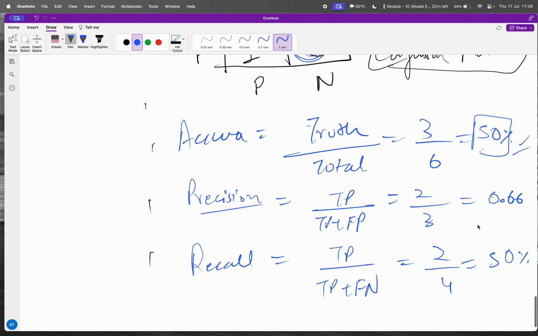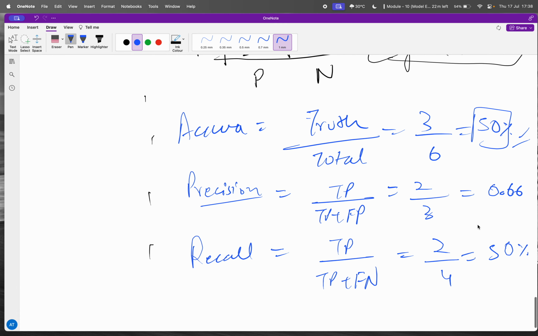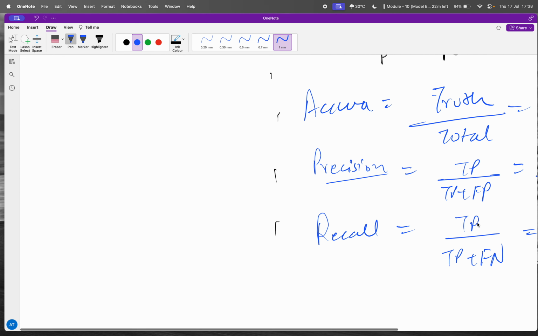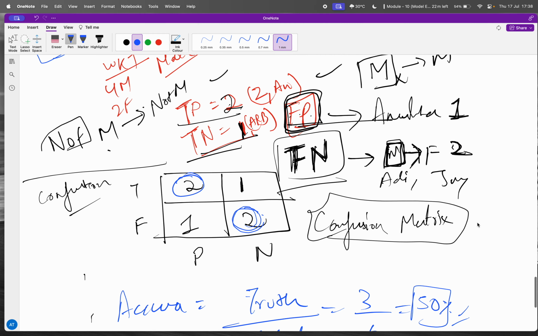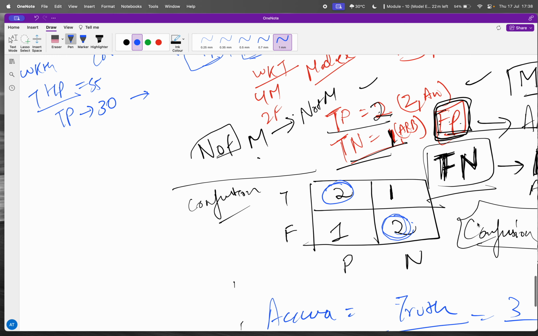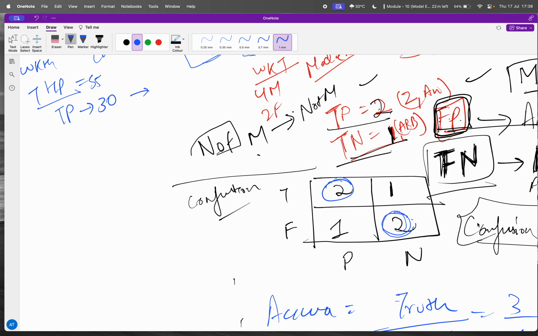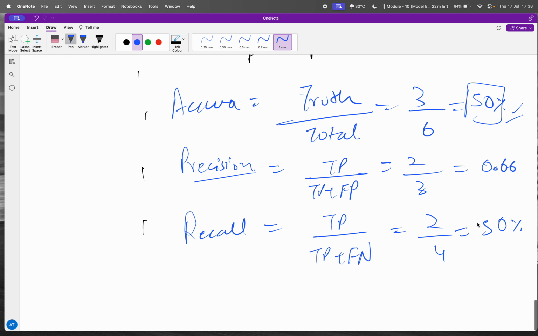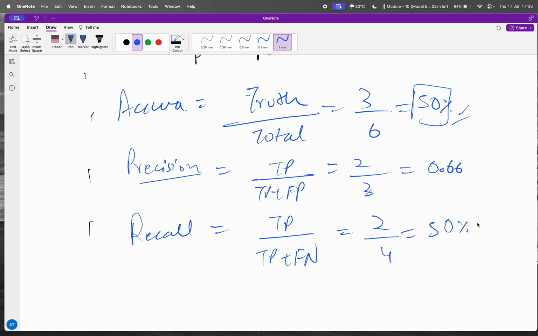Right, you got the point. What is accuracy? How much accuracy? How much precision is it making? How much recall? We have already talked about what precision and recall are. Right over here, relevant items selected. How many actually? If you didn't get the concept, the video is recorded. Go back and check it out again. You'll come to know what precision and recall are. Is it clear?